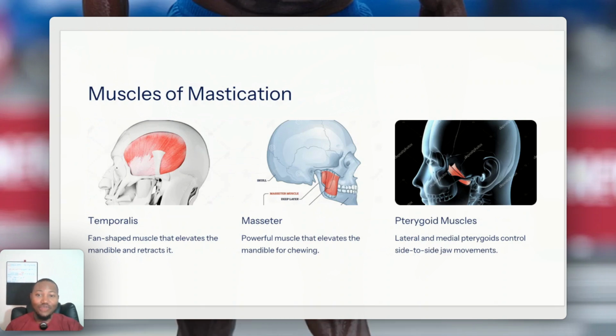When you talk about mastication, we have the temporalis, we have the masseter, we have the lateral and the medial pterygoid. All right? You must know exactly what these muscles do. Very, very important. For example, the temporalis, what does it do? It elevates the mandible and retracts it. Elevation and retraction. All right? The masseter helps to elevate the mandible for chewing also. And the lateral and medial pterygoid control the side-by-side jaw movements. All right? So these are the major, not only, but major muscles of mastication.